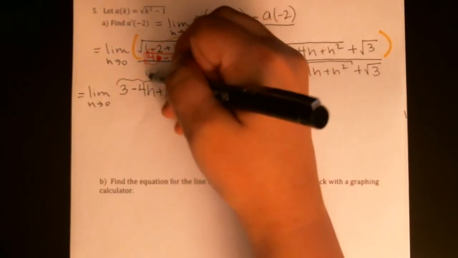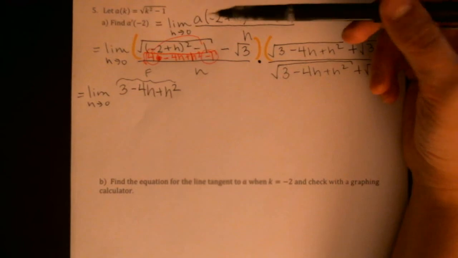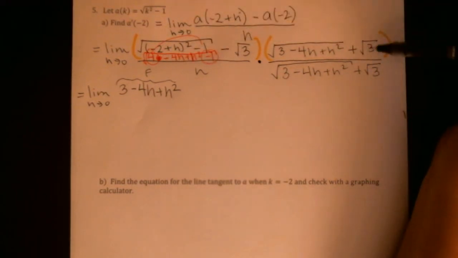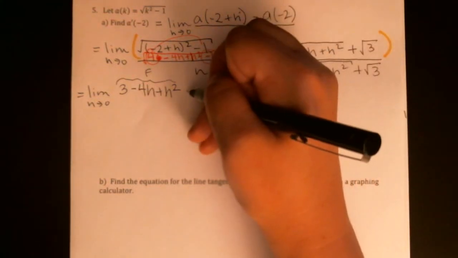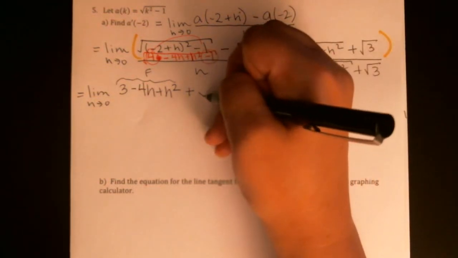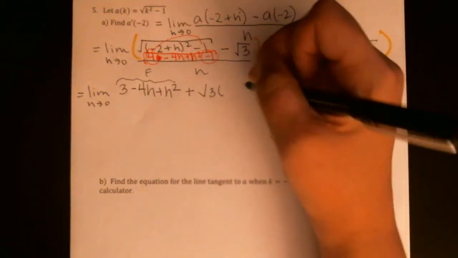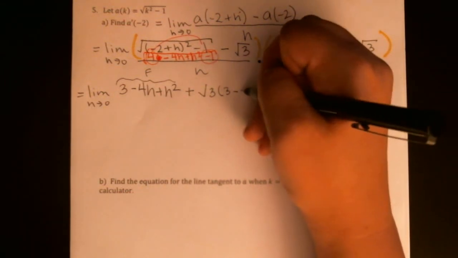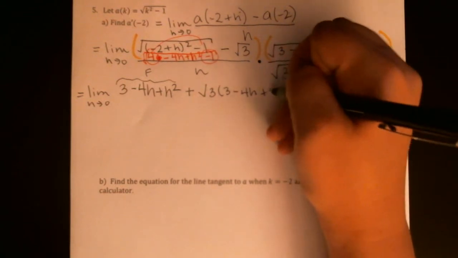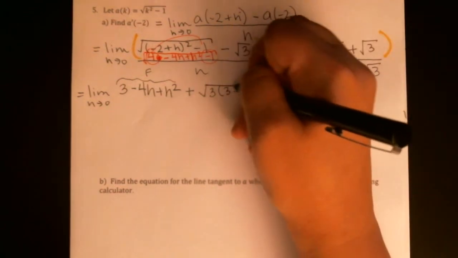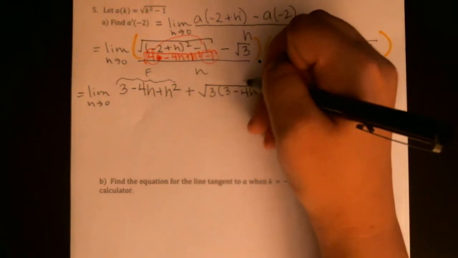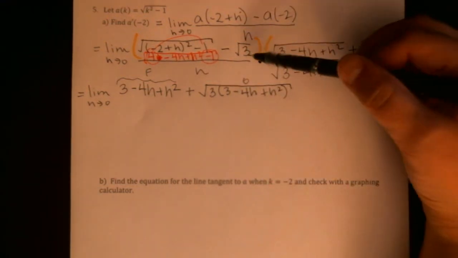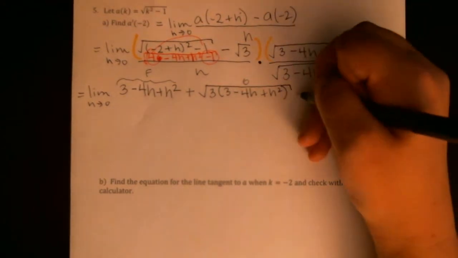The outside is not particularly nice. We get that square root of 3 minus 4h plus h squared multiplied by the square root of 3. So we're going to have plus, and if you want to, you can mush that all into one square root. You don't have to, but that is legal. When you're multiplying roots, you can combine them. It stays a product. It's just a product under the root. So that's our outside. The inside actually ends up being the exact same thing, but it's got a minus sign attached to it.